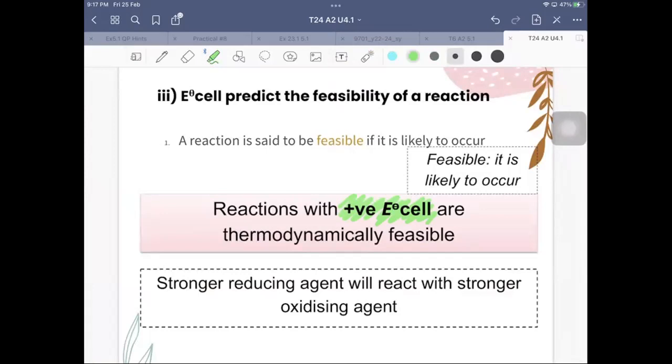Another idea that you need to be familiar with is that a stronger reducing agent will react with a stronger oxidizing agent. Okay, so of course, if it's a strong oxidizing agent or a strong reducing agent, that means they are most likely to either be reduced if you're an oxidizing agent, or most likely to be oxidized if you're a reducing agent. Okay, so we need this strong combination.